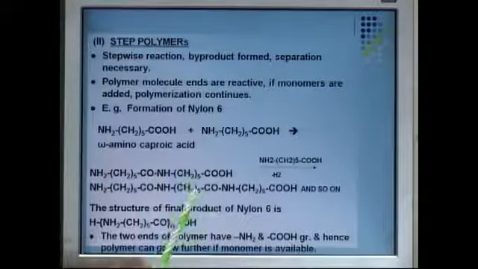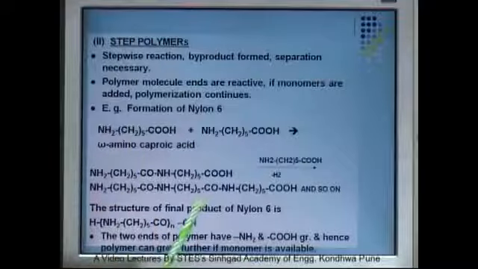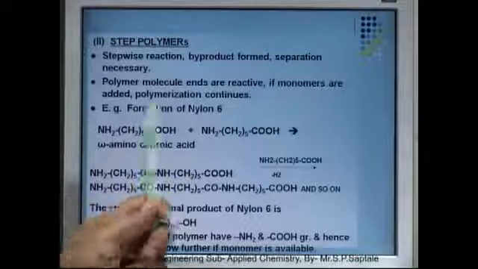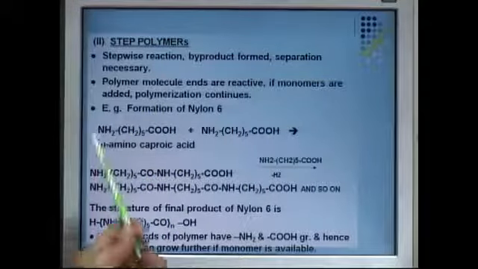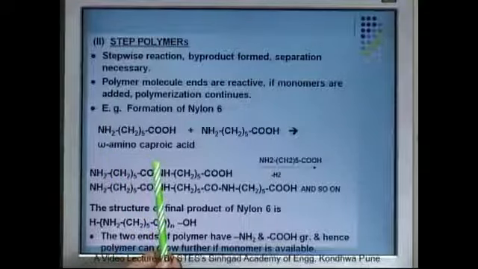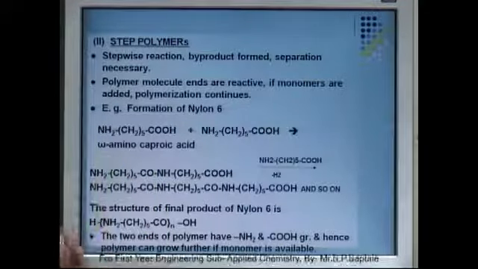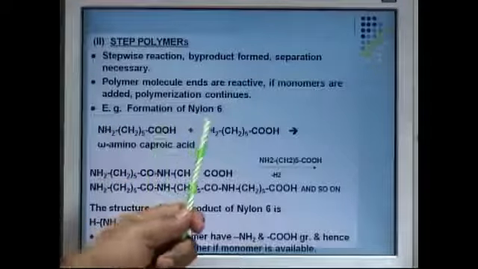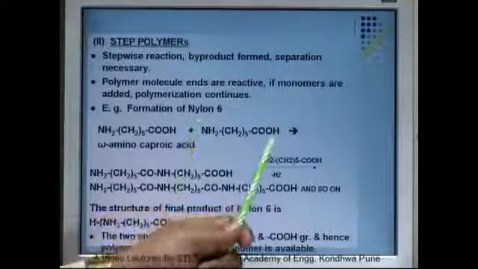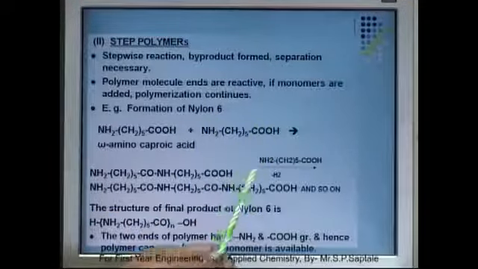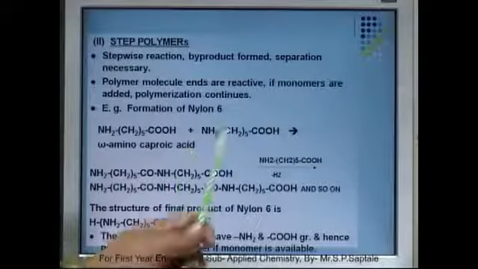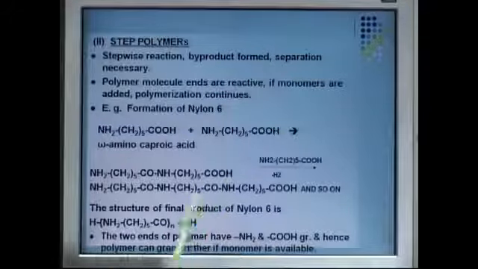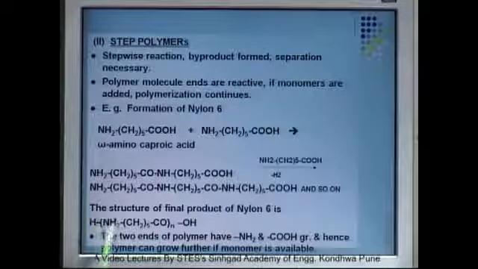Now, suppose the formation of nylon. As we discussed, the monomer must contain a double bond or functional group. Suppose through condensation, omega amino caproic acid will give nylon 6. What groups are involved? The first is the amine group and the carboxylic group. The reaction takes place by elimination of H and OH, that is, minus H2O, and it will form the NHCO linkage, nothing but the amide linkage.